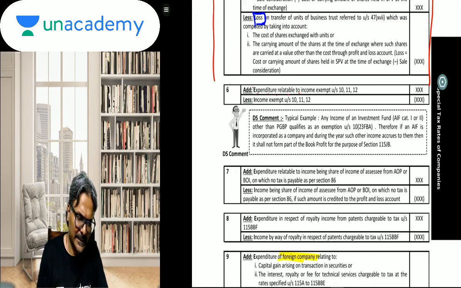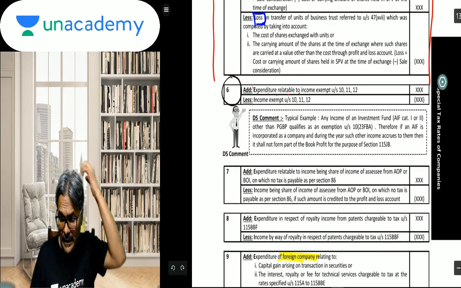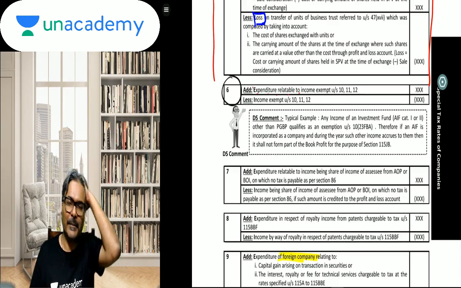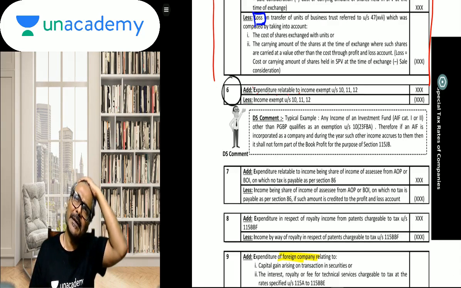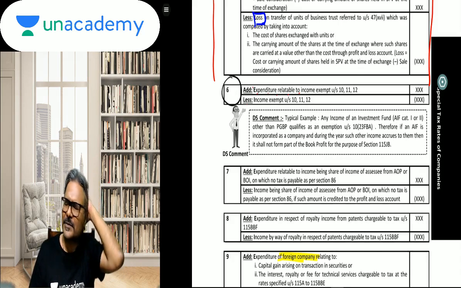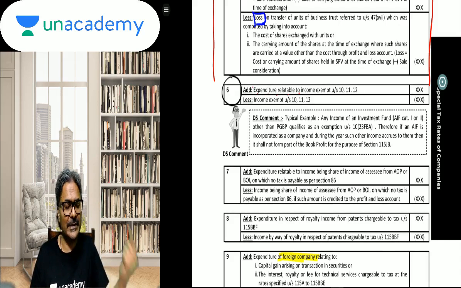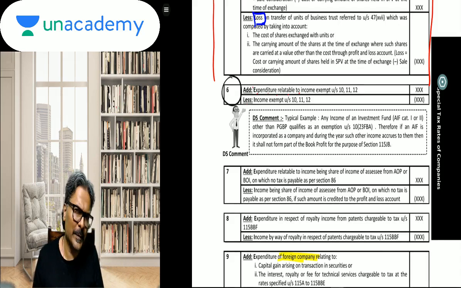Now, point number 6, expenditure related to the income. So the exempt income, students, will not form part of the book profit. Similarly, any corresponding expenditure in relation to the exempt income also will not form part of the book profit. This is what they are trying to suggest through this particular adjustment. Again, I'm repeating, adjustment in relation to the exempt income does not form part of the book profit. Similarly, any expenditure which is in relation to the exempt income will also not form part of the book profit.